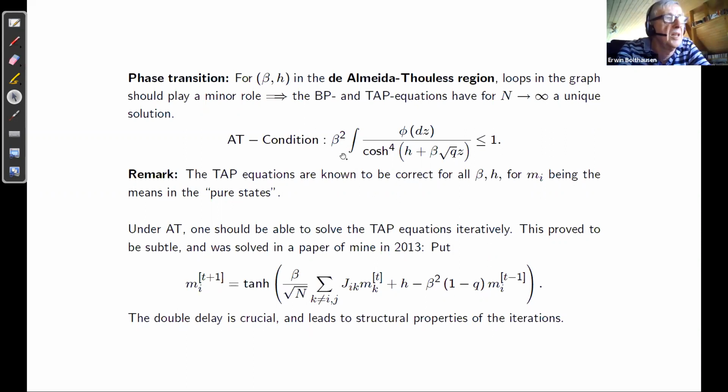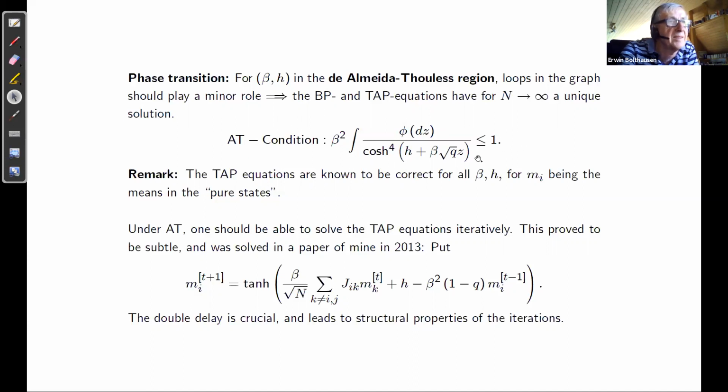And the condition is just this: that beta squared, and then you are taking q, the solution of the fixed point equation you had before, is smaller than or equal to 1. So mathematically, I have to say it's still an open problem. Many people have tried to prove that, and I think there is no serious doubt that it is correct. So that is the correct condition for this situation to be essentially tree-like in a certain sense.